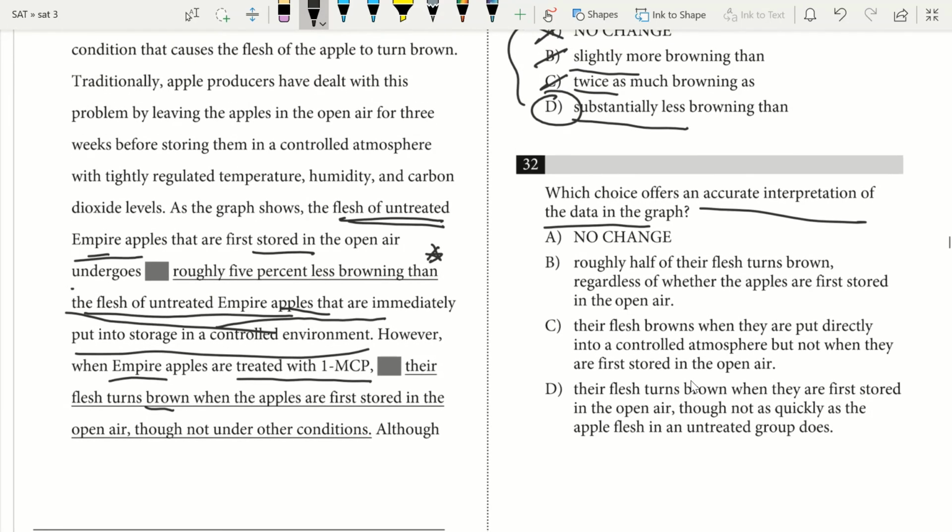So we go back in, and if we look at our answer choices, we see that answer choice A says that they don't turn brown under other conditions, which they do. Answer choice B says roughly half of their flesh turns brown regardless of whether the apples are first stored in the open air, which is true. They were both around 50%.